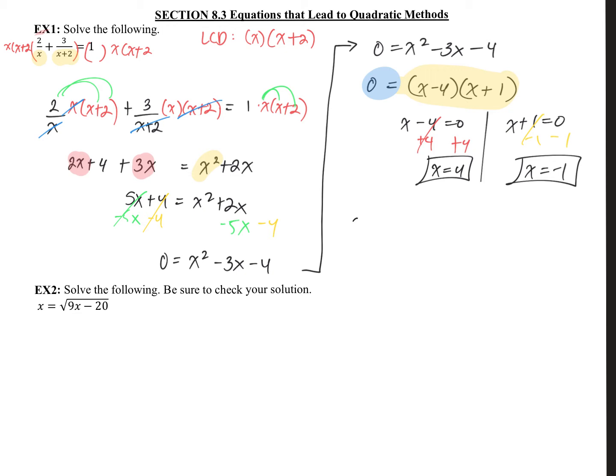Well, if we check 4 and negative 1, 2 over 4 works out. That's not 0. 2 over 4 plus 2 works out because that's not 0. And then when we plug in the negative 1, we get 2 over negative 1. That's fine, no 0 in the denominator. And 3 over negative 1 plus 2 is also fine. None of these ended up with 0 in the denominator, so we're good. Both the answers work.